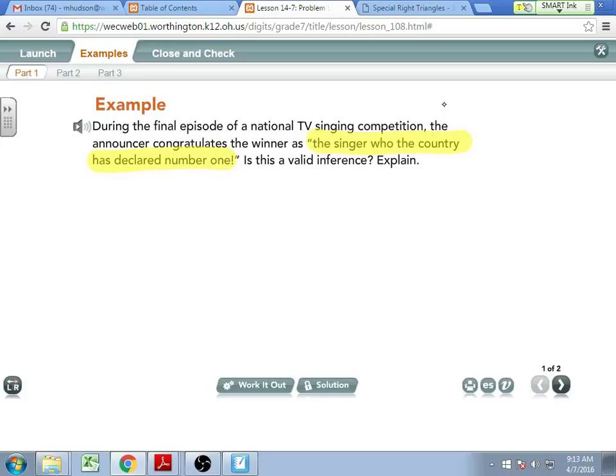You could vote 10 times by texting. Then you could go online and vote 10 times on the online submission. Then if you have a home telephone, you could call in 10 times and vote. So one person can vote a lot of times. So when we think about the statement, the winner is the singer the country has declared number one, is this a valid inference? I want you to take a moment, write down on your paper, do you think this is a valid inference and why?